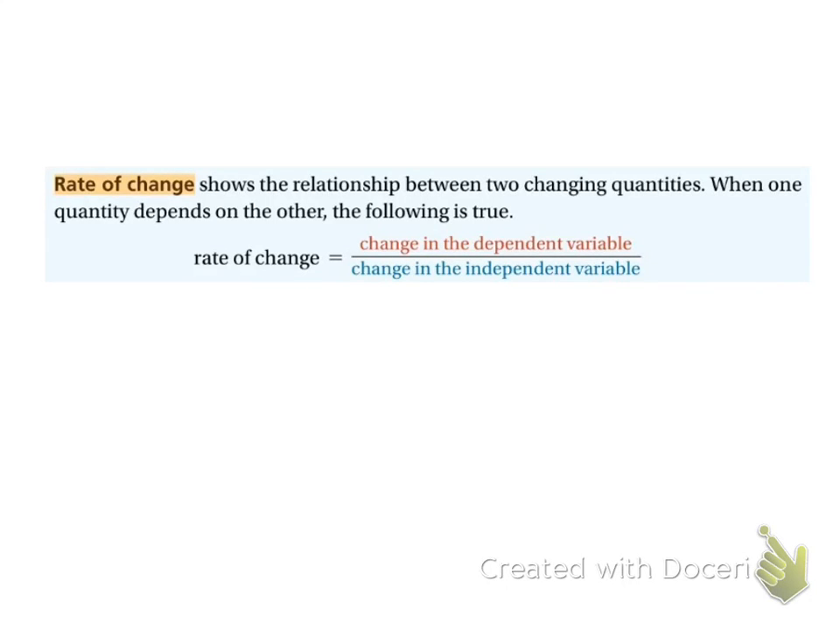This is 5.1 of Algebra. Okay, so rate of change is the change in the dependent variable over the change in the independent variable. So remember, our dependent variable is our y's, and our independent variable is our x if they use those.